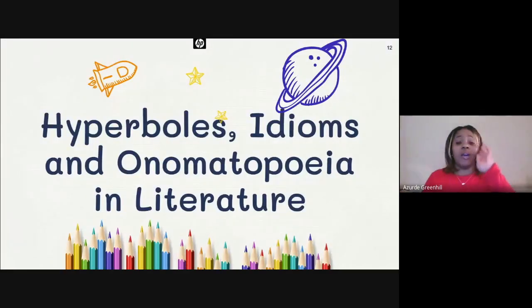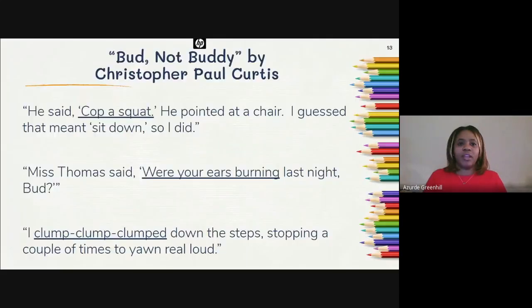All right. So now we're going to look at hyperboles, idioms, and onomatopoeias in literature. All right. So our text, Bud, Not Buddy, that everyone has read. He said, "Cop a squat." He pointed at a chair. I guess that meant sit down, so I did. So, in addition to identifying these things, sometimes we're going to come across idioms that we don't know, but the text often gives us clues as to what it means. So, here it says he pointed at a chair and I guess that meant sit down. That's exactly what cop a squat means. It means take a seat.